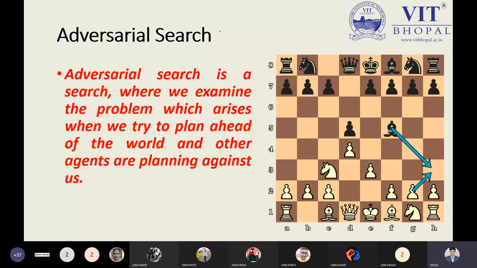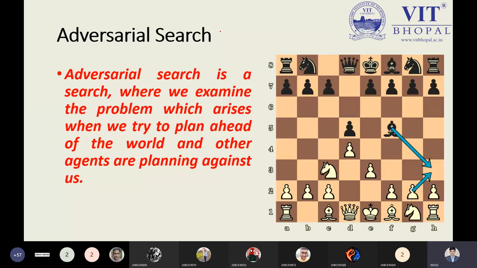So what is the role of adversarial search? In this case, we try to examine the problem that arises when we try to plan ahead in the world. It means if I'm moving my pawn from one point to another point, following some rules, of course followed by some constraints, then I need to take care about the other opponent's position. Suppose I'm moving in this direction, so I can lose the game point. So that is the reason.